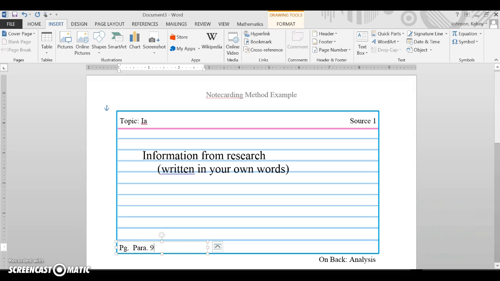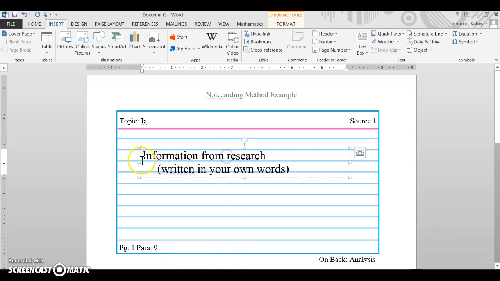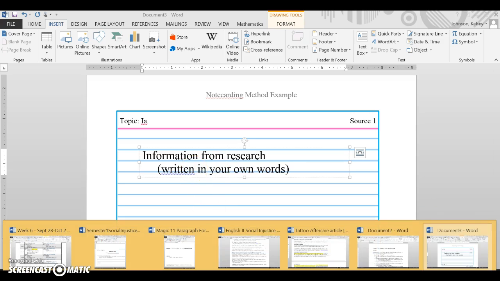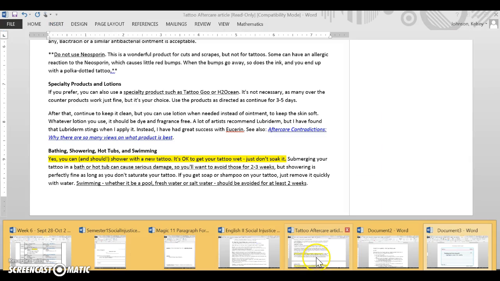However, there's going to be a little bit of discrepancy because this might not really be page 1 if this came out of a peer-reviewed journal or a scholarly article. And I will touch base with you guys on that more in class. However, for this assignment, for this example, I'll just put a 1 there and paragraph 9. And now I'm ready to get in my information about swimming and bathing care with a tattoo.